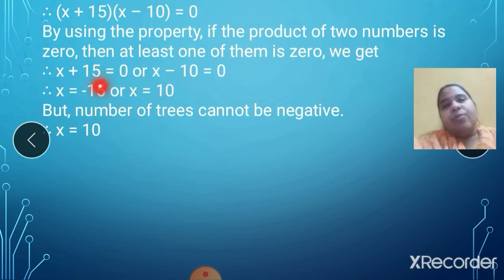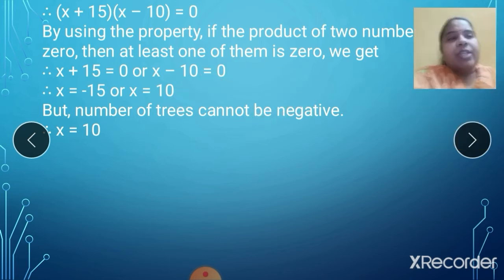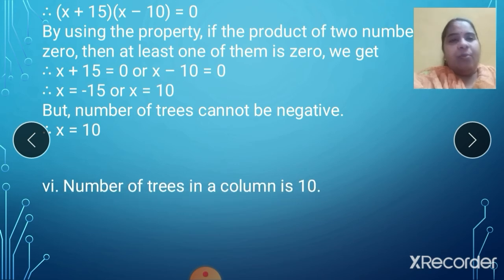So plus 15 can be shifted this side, x is equal to minus 15. Minus 10 can be shifted this side, x is equal to plus 10. As number of trees cannot be negative, I keep on telling you, again I am telling you, if you don't specify the reason why you are discarding the previous value and taking the other value, marks will be deducted. You have to specify this reason. Every sum, whatever is the reason, you need to specify and take the other value. Okay, so x is equal to 10. I hope you have understood.